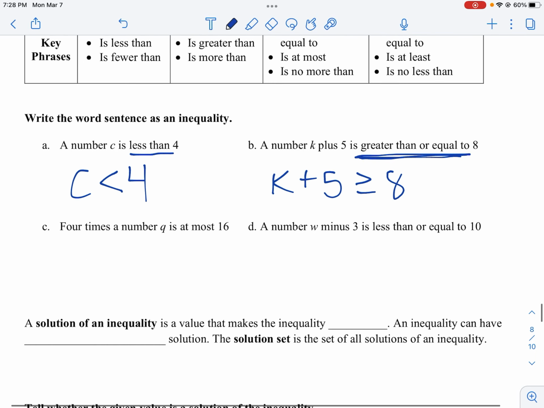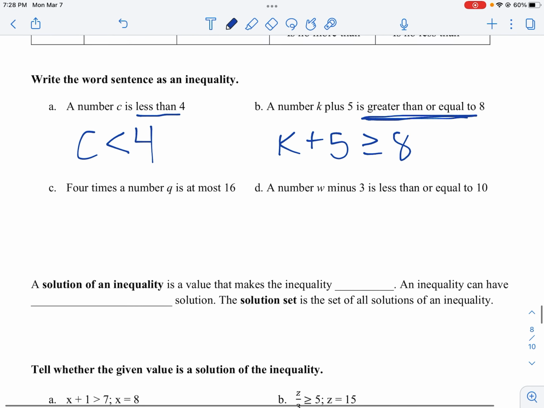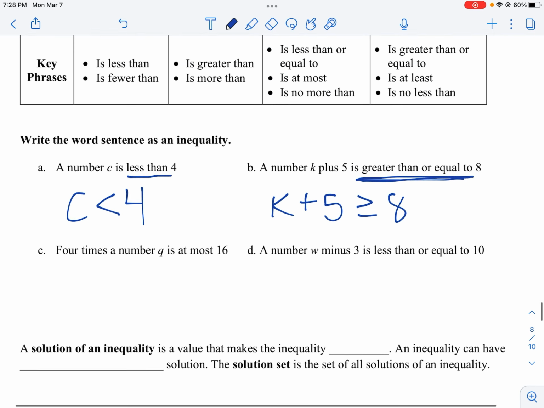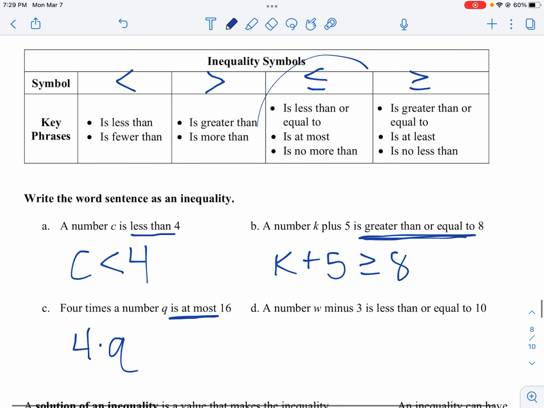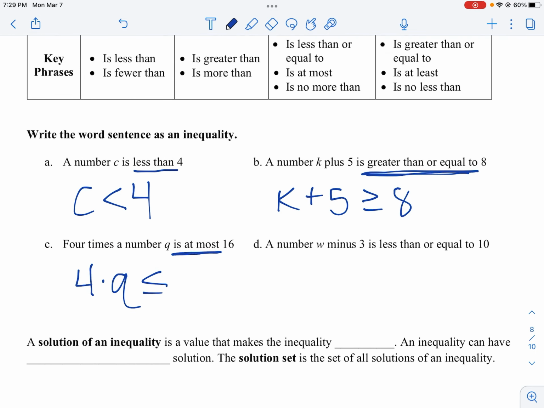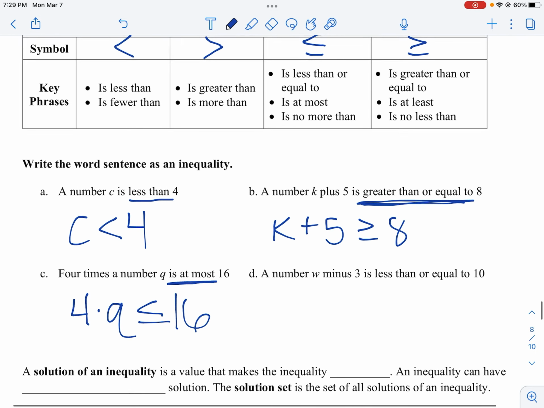Try C and D on your own. Pause the video, see if you can do it on your own, and then unpause when you're ready. Okay. So 4 times a number Q is at most 16. I'm going to underline is at most. So we have 4 times Q is at most. I need to find my is at most, which is the third one, our less than or equal to. So we're going to use that. It's at most 16, and it should look like that.